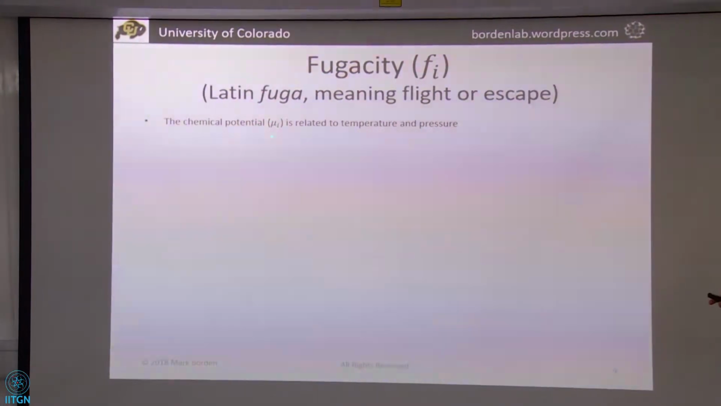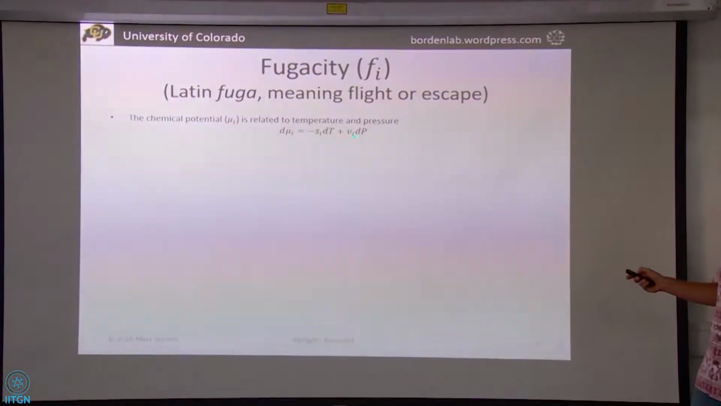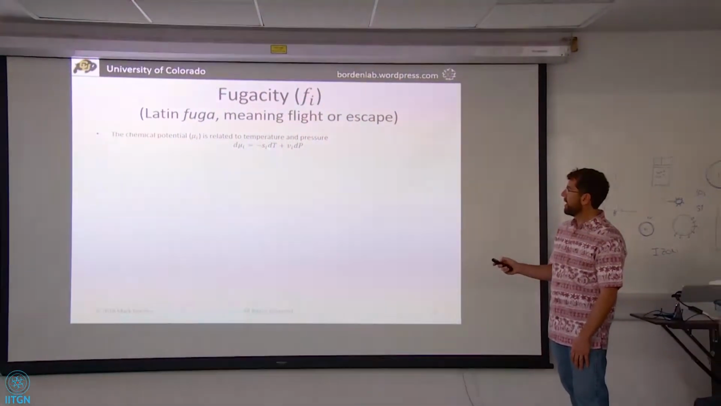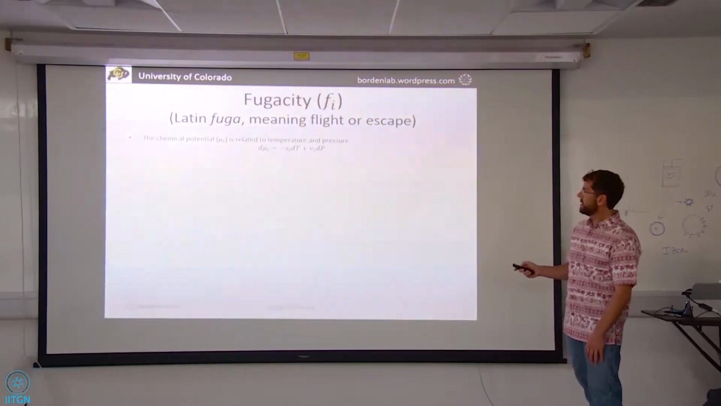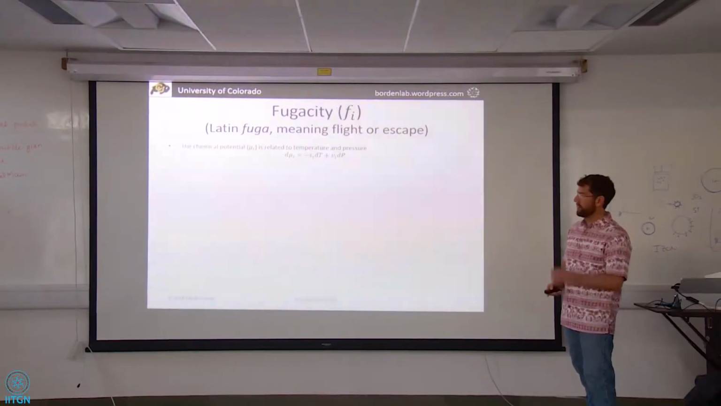The chemical potential then is related to temperature and pressure through the Gibbs free energy. Okay. So you have S sub i. This is the entropy of that species, and this is the volume of that species.